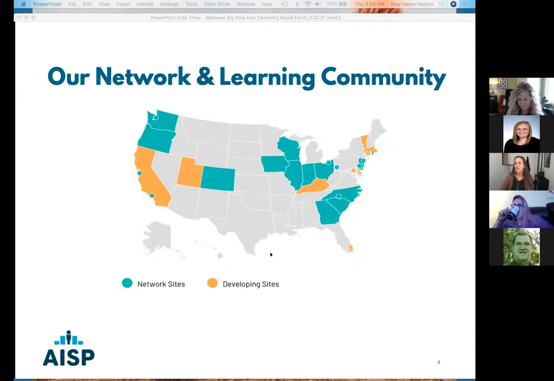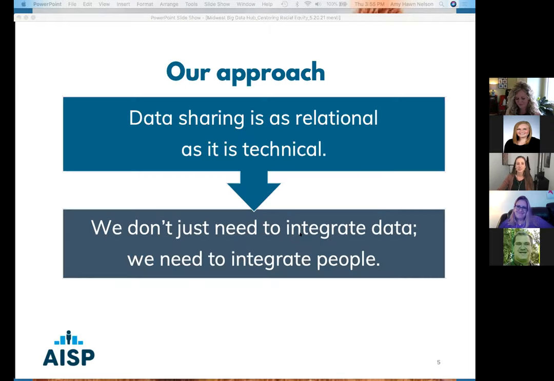All right, so here's our network. As you can see, Iowa's here, and we have a lot of both established sites and then developing sites, so sites that are working to get cross-sector data integration going. And I'm realizing that this is an old map, so don't pay attention to that map. It is incorrect. I clearly pulled an old one. Sorry about that.